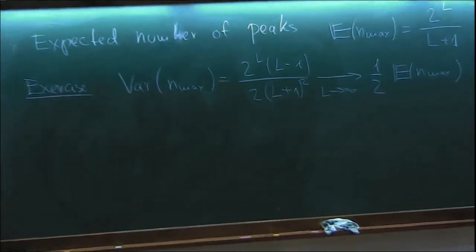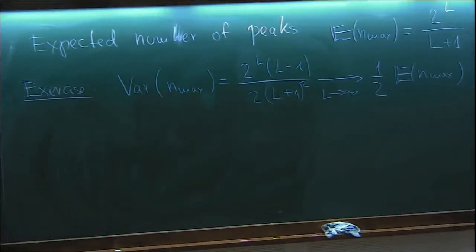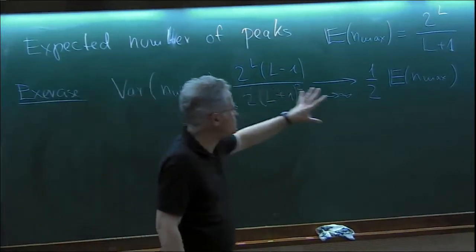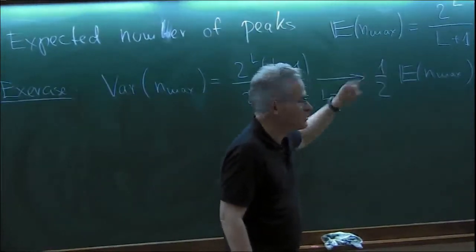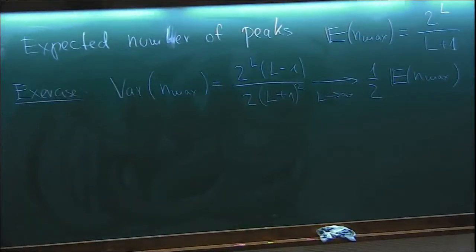So they become sort of dilute, and you might think that therefore the distribution should become a Poisson distribution, which would mean that the variance should be equal to the mean. This factor 1/2 shows that this is not quite the case, and the reason is essentially that there is a constraint, because you cannot have two maxima that are next to each other, right? So there's a certain amount of repulsion between the maxima, and that reduces the fluctuations in the total number. But this is just an aside.